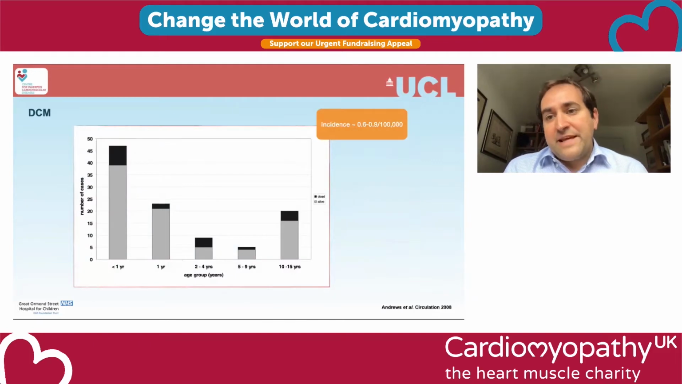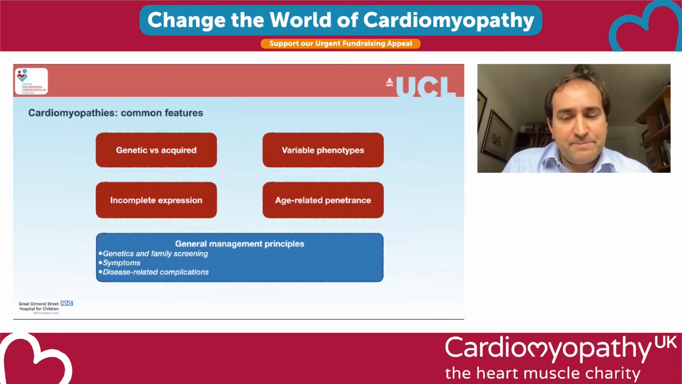And it's the same picture in dilated cardiomyopathy. Here, the annual incidence of new cases in the UK of dilated cardiomyopathy is less than 1 in every 100,000 per year, particularly affecting children in the first year of life, with a second peak towards adolescence. And this is something that we see across all the different cardiomyopathy subtypes in children. There's an early peak in the first year or two of life, and then there's a second peak towards adolescence in terms of when the diagnosis is made.